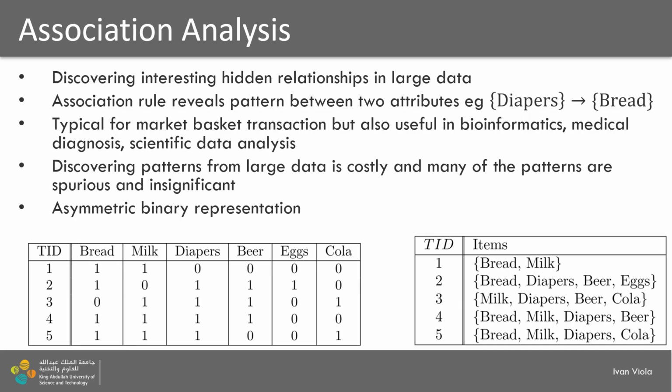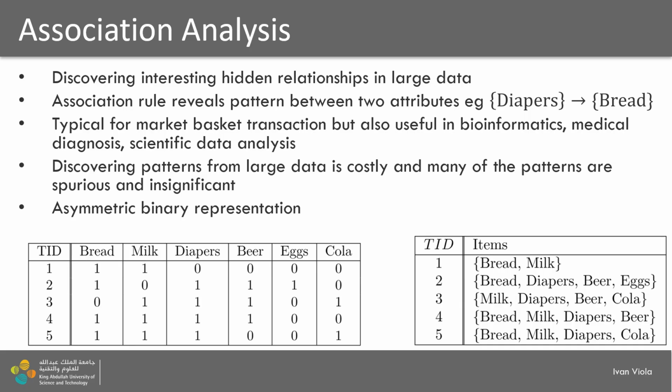However, discovering patterns from large data is prohibitive for human eyes, and for computational power naive implementations are prohibitively costly, because there are just so many rules which can be taken out from data, and many of the patterns are just spurious and insignificant.